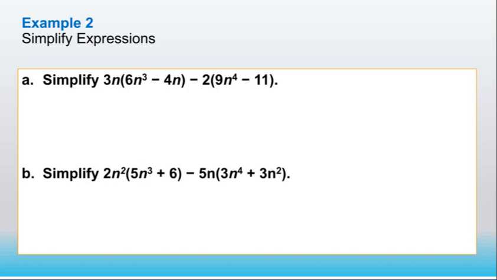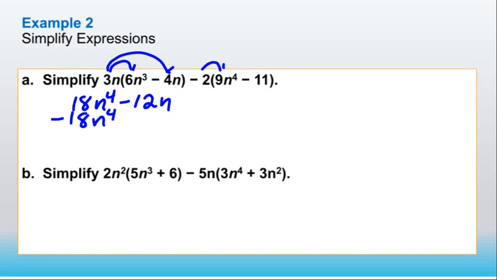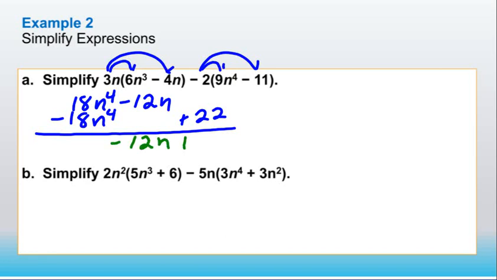Example 2, simplify these. So we have to get rid of our parentheses, so I'm going to distribute. 3n times 6n cubed is 18n to the fourth. 3n times negative 4n is a negative 12n. Here I have negative 2 times 9n to the fourth will give us a negative 18n to the fourth. And negative 2 times negative 11 is a positive 22. You'll notice that I wrote my answers vertically so I can add like terms. The 18n to the fourth cancel each other off, and I'm left with negative 12n plus 22.